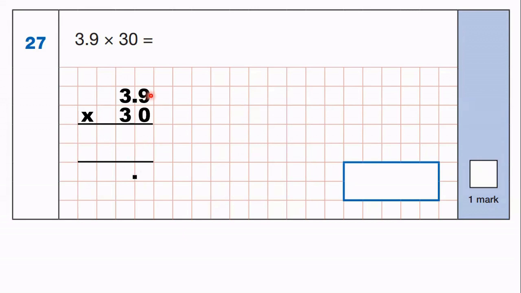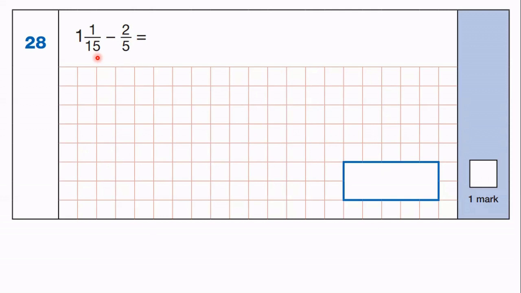Now, obviously, 9 times 0 is 0, and 3 times 0 is 0, so we can move on to our second answer line. Remember, we always need a 0 here, and now 9 times 3 is 27, so 2, 7, and 3 times 3 is 9, plus 2 is 11. If we copy that down into our answer, we can see that we have 117.0, or 117.